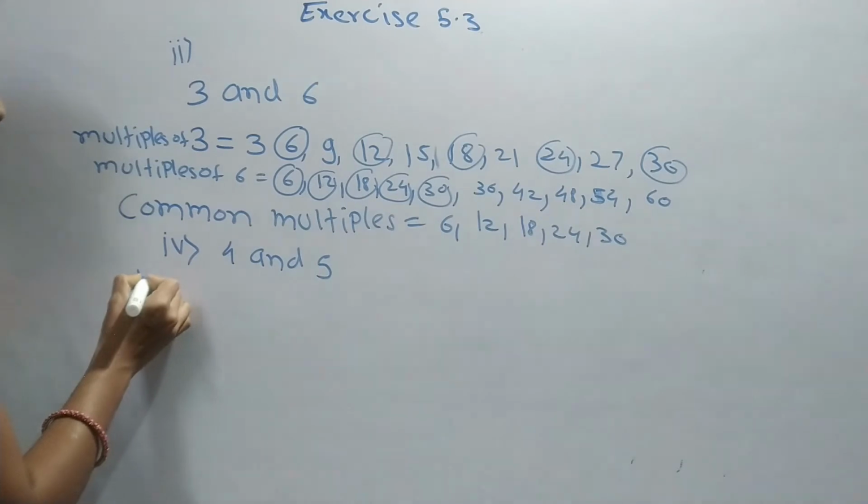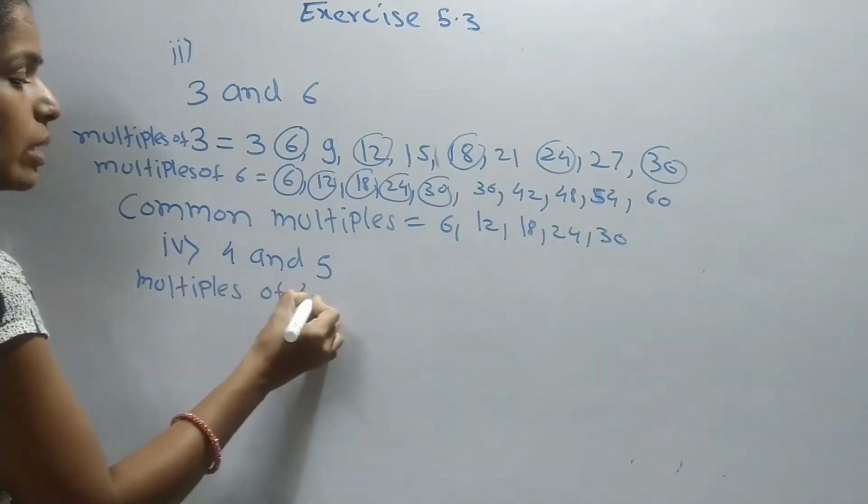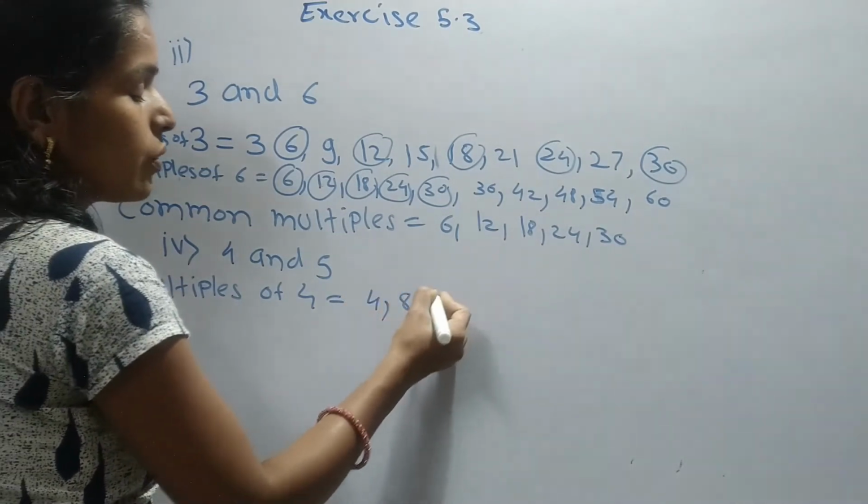Now let's find for 4 and 5. As 4 and 5 are co-prime numbers, their first common multiple will be the product of 4 and 5, which is 20.